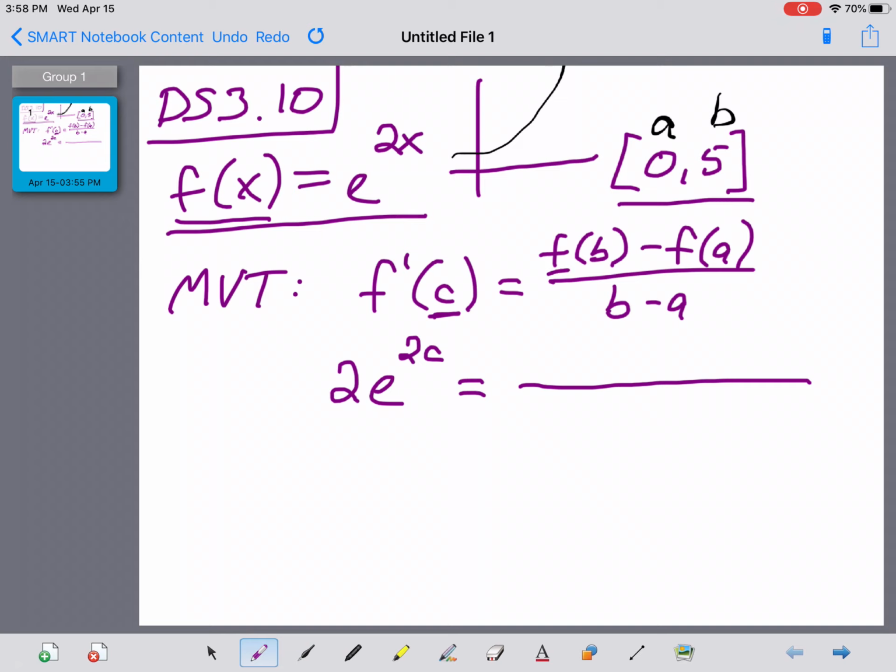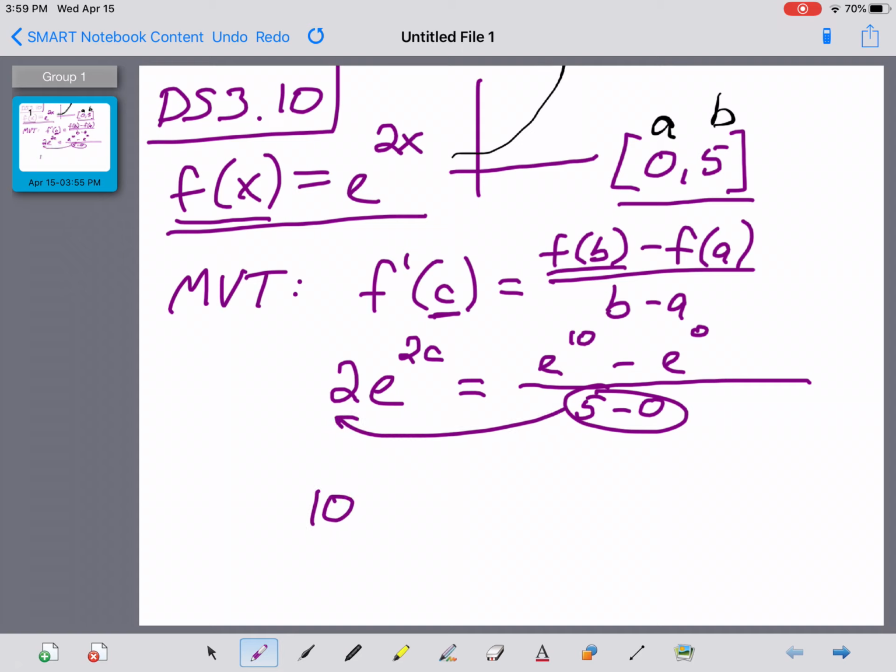So we're going to start off evaluating f of 5, which is going to be e to the 10th, minus f of a, or f of 0, which is going to be e to the 0 power, all over b minus a, which is going to be 5 minus 0. Now, yeah, I do remember this one from last year, and some weird things happen here. The denominator of this fraction just becomes a 5, which I think the last time I did this, I decided then to multiply over to this side to give me a 10.